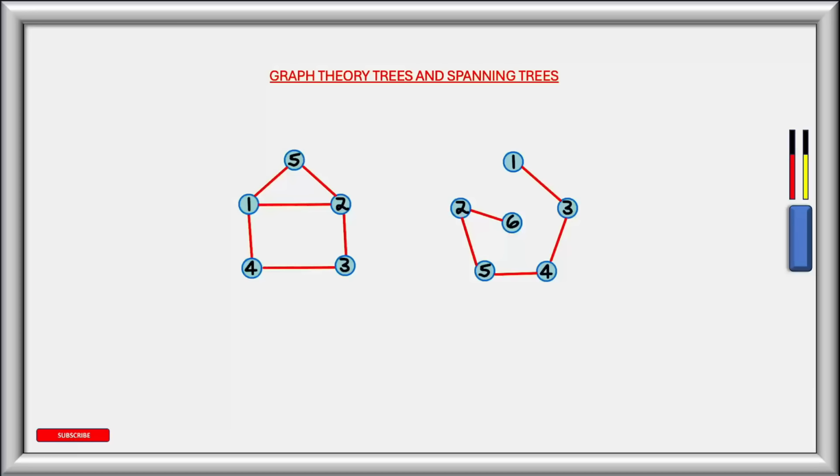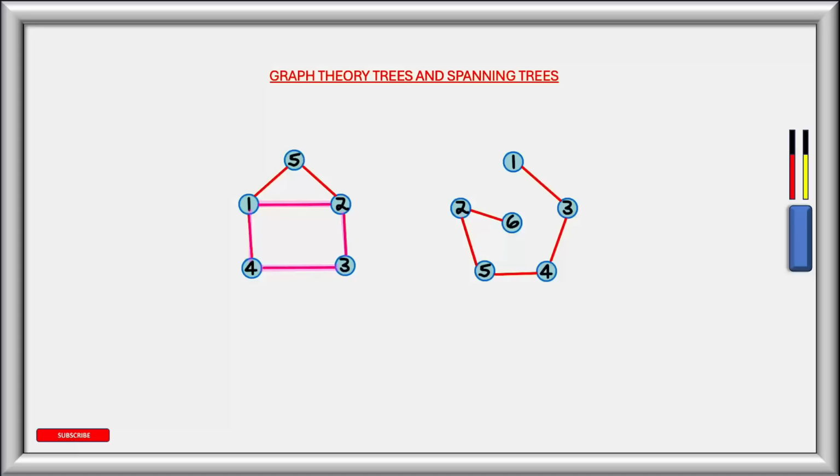So let's have a look at the graphs. So in the graph on the left, I can see at least 3 cycles, from vertex 1 to vertex 2, from vertex 2 to vertex 5, and from vertex 5 back to 1. Also from vertex 1 to vertex 5, from 5 to 2, from 2 to 3, from 3 to 4, and from 4 back to 1 again. And from vertex 1 to vertex 2, from vertex 2 to vertex 3, from 3 to 4, and 4 back to 1. So this graph cannot be considered to be a tree.